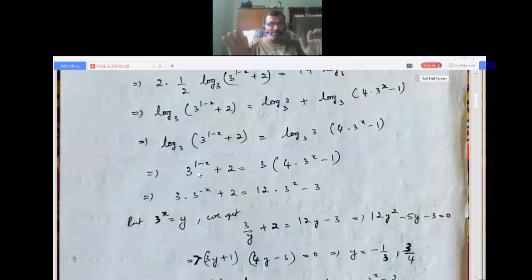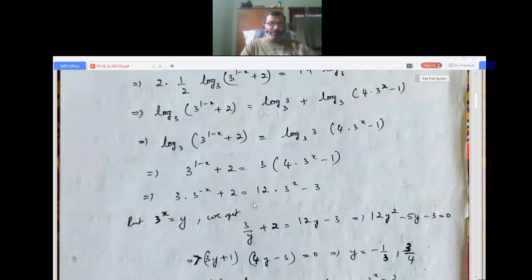Now comes the simplification part, which is nothing but 9th standard mathematics basics. A power m plus n is equal to a power m into a power n. So 3 power 1 minus x will be 3 power 1 into 3 power minus x, plus 2, actually plus 2. Here again I multiply, 3 into 4 is 12, 12 into 3 power x minus 3.